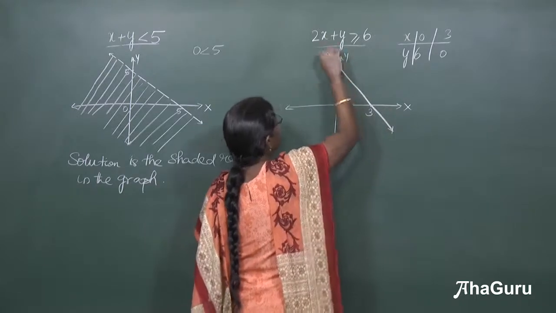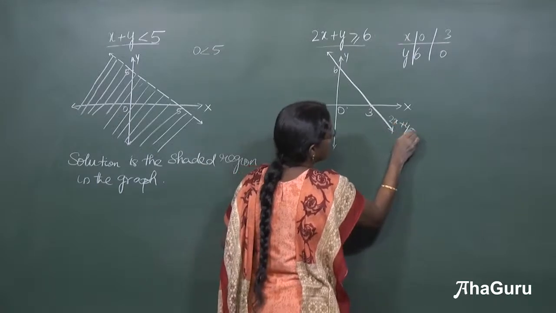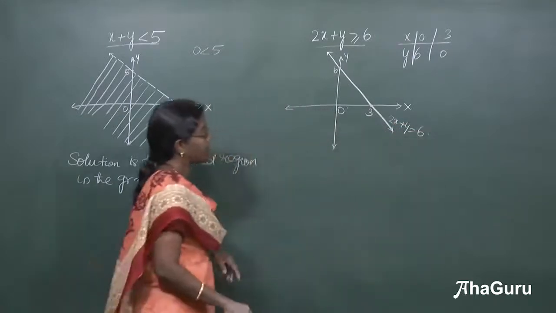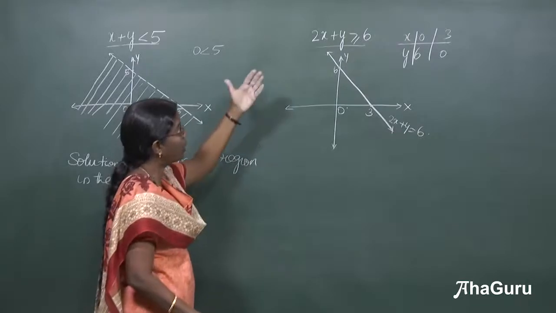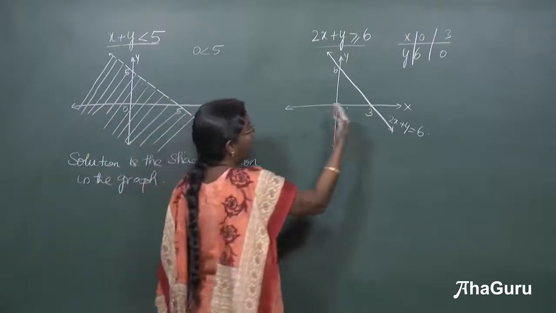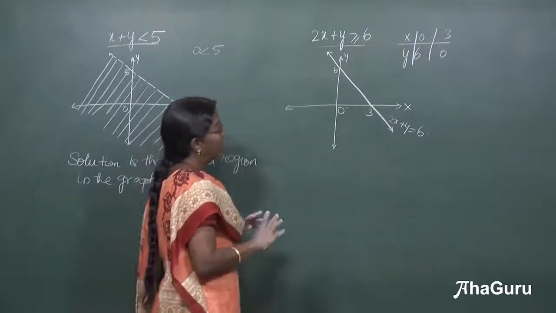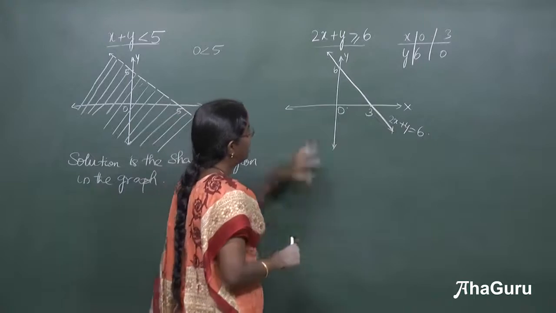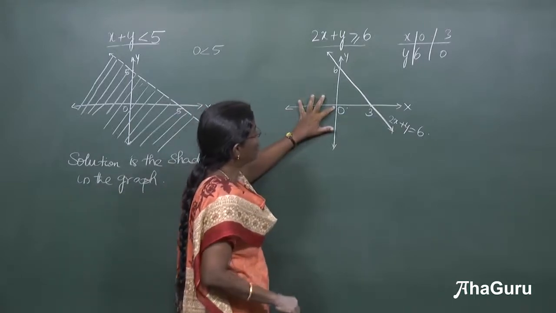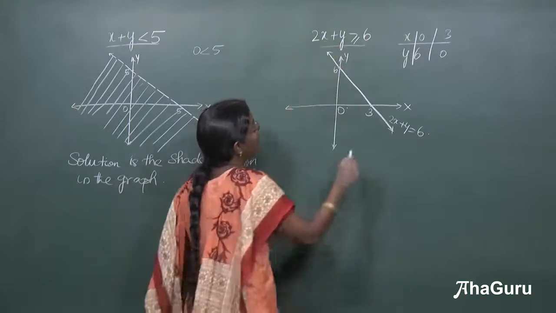So this line is going to correspond to 2x plus y equal to 6. Now the region corresponding to the inequality, that is 2x plus y greater than 6, has to be either below the line or the other side of the line. To find out which is right, listen, the origin lies on one side, this side. Substitute the coordinates of the origin. What do you get there?